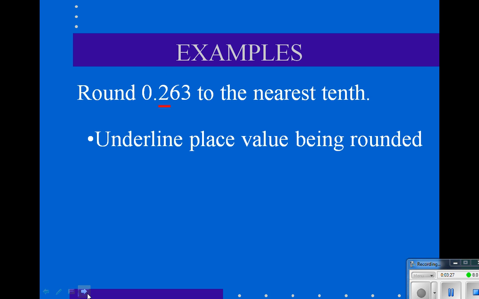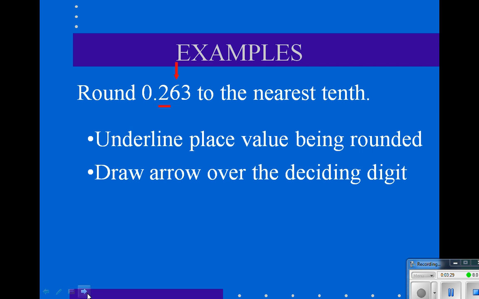So let's look at another example. We are going to be looking at 0.263, or 263 thousandths. We are going to look in the 10th spot, which is what we are going to be rounding to, and its neighbor, the 6, is where we are going to put our focus.